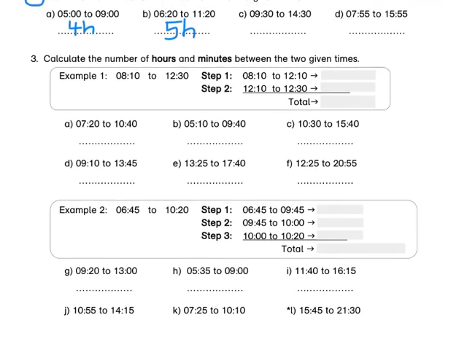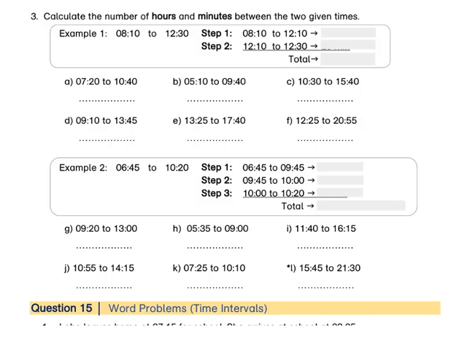Let's continue on to number 3. Calculate the number of hours and minutes between the 2 given times. For our example, we must say how many hours and minutes there are from 10 past 8 to 12:30. Now, we can do this mentally, but the steps have been written here for us. We know that from 10 past 8 to 10 past 12, there is a 4-hour difference, because 12 minus 8 is 4 hours.